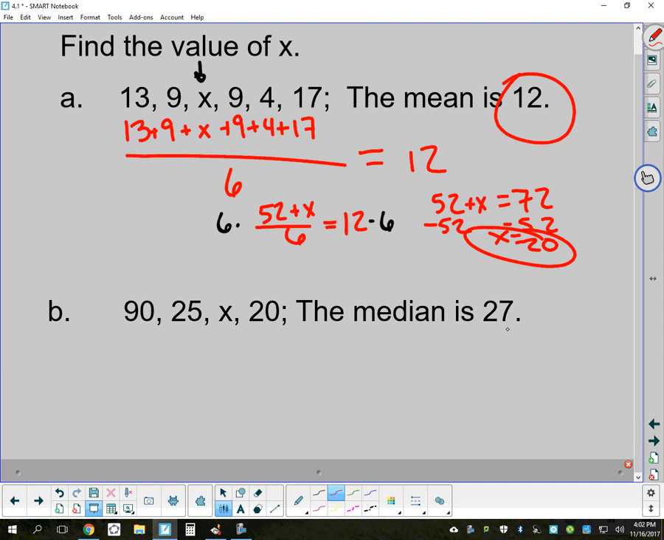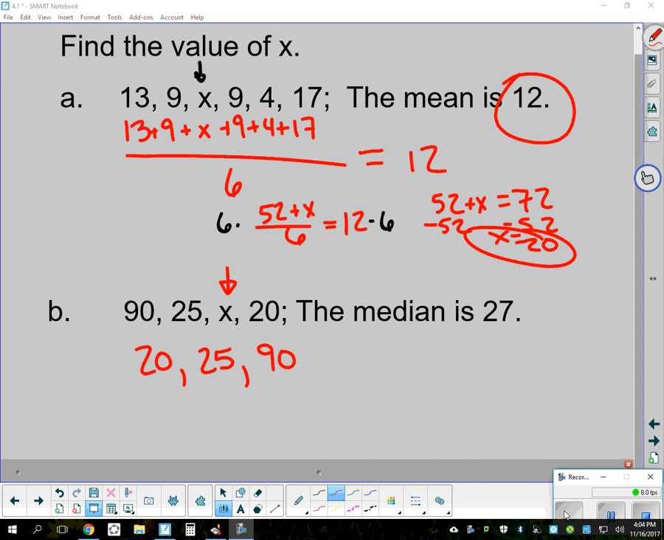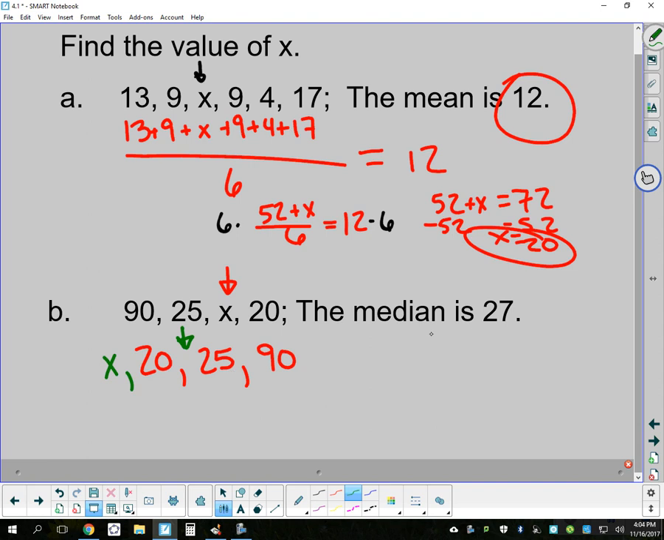So if we know we have these 4 data pieces, but we don't know this one, but we know the median is 27. Keep in mind how you find median. You put them in order. But we don't know where the x is. Okay, but we know the median is 27. So if you think about that, x can't go here, because if x were here in this order, your median would be in between 20 and 25. 27 is not in between 20 and 25.